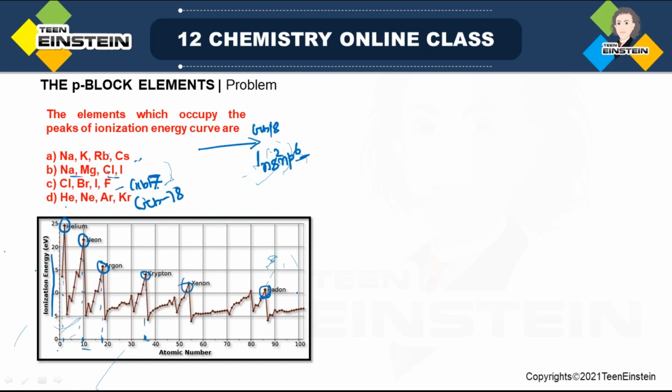First option, it is containing s block metals. So for metals we are not seeing any peaks. Then for option B, here you have group 17 and groups 1 and 2. Sodium is group 1, magnesium group 2, and Cl and I, these two are from group 17. So this is also not correct. Third option is also not correct, but the last one is correct because it is containing all the noble gases, right? So is there any doubt?